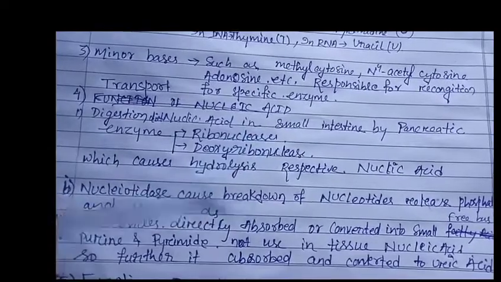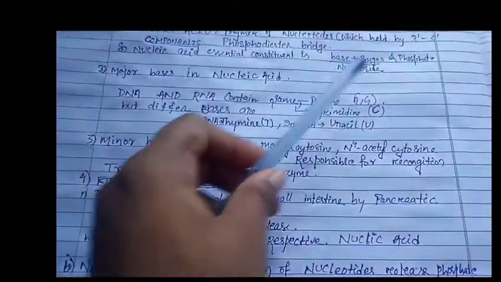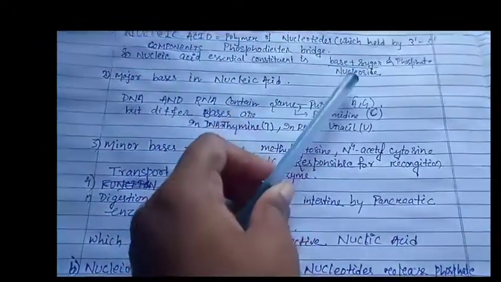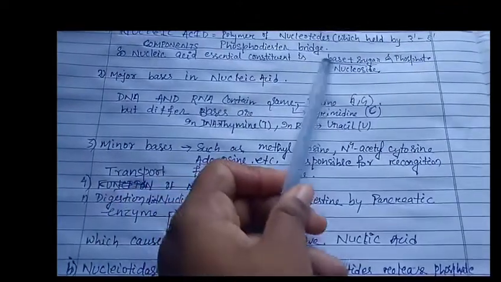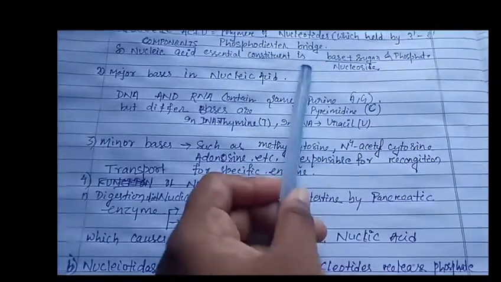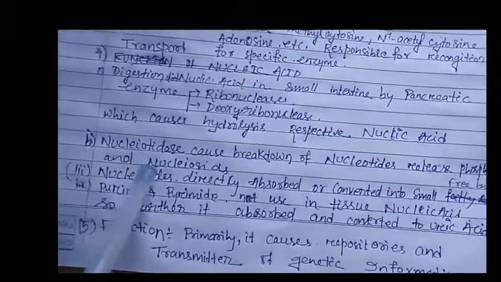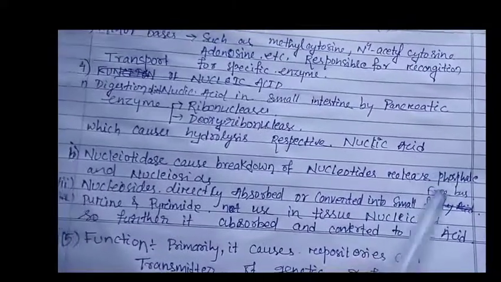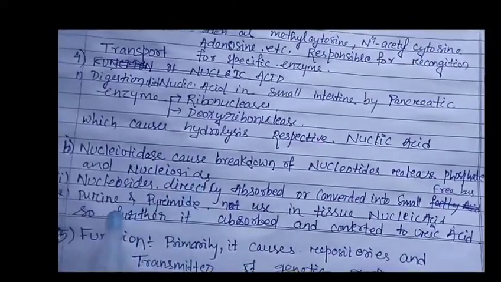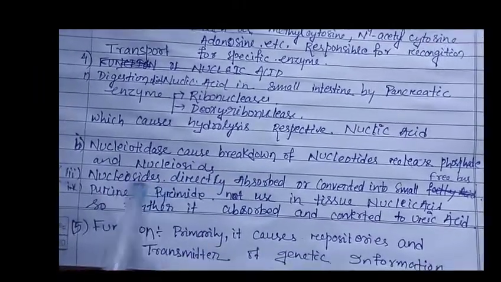This is nuclease, whereas nucleotidase causes the breakdown of nucleotides. We know that nucleic acids are formed by nucleotides, and nucleotides are formed by nucleoside and phosphate. When nucleotidase acts, it causes the release of the phosphate molecule. So here I read that nucleotidase causes breakdown of nucleotides, releasing phosphate and nucleosides.